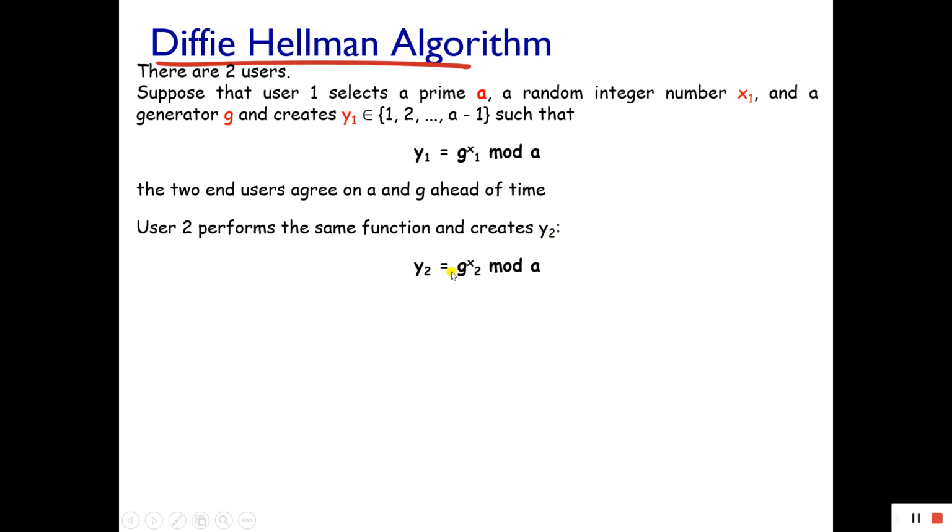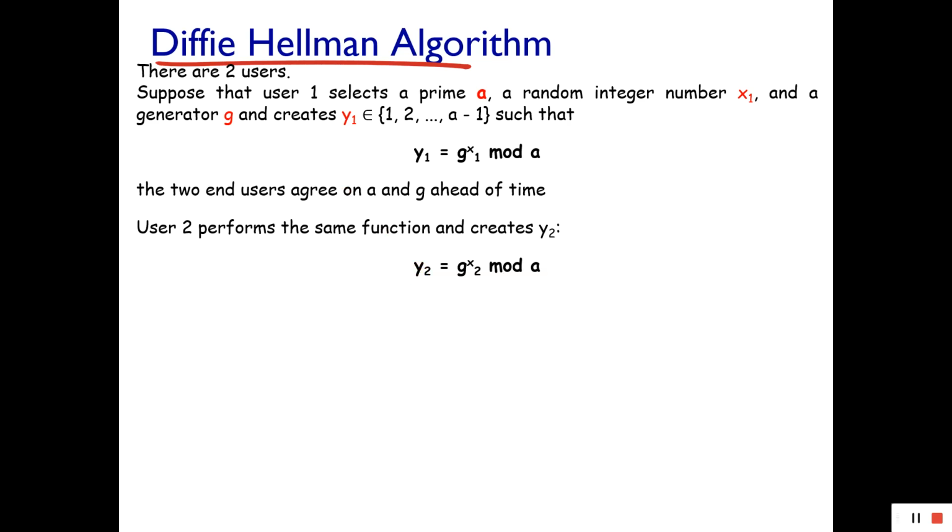How is he creating y2? He uses G and A as they are. So y2 is calculated as G raised to x2 mod A, where x2 is the secret number for the second user. G and A are common to both user 1 and user 2. Now user 1, who has calculated y1, sends y1 to user 2, and user 2, who has calculated y2, sends y2 to user 1.